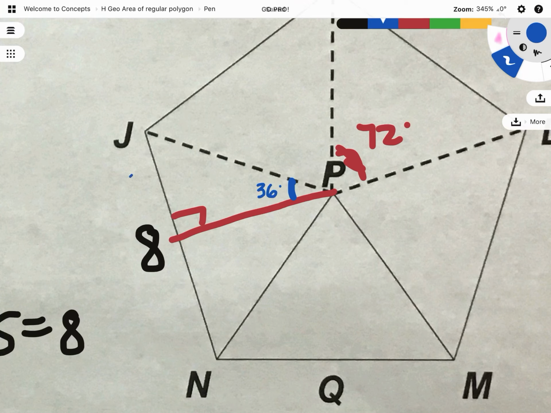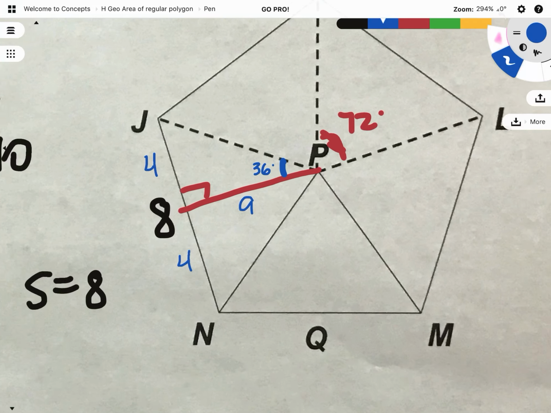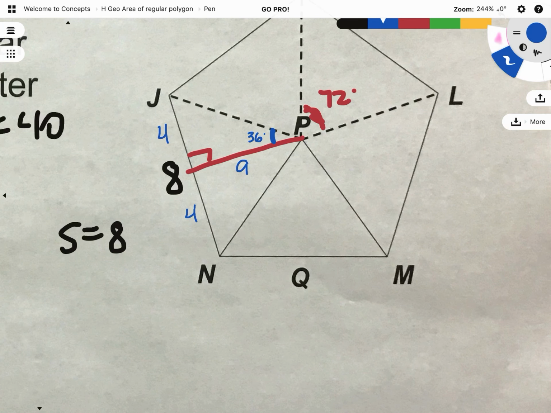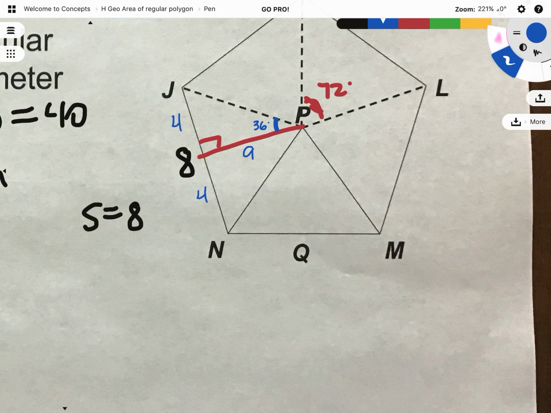And then we know this is 4 and 4, and we're looking for A. So what we can do is use a little trig to find A. If this is our reference angle 36, 4 is the opposite and A is the adjacent. So we can say the tangent of 36 degrees is equal to 4 over A.